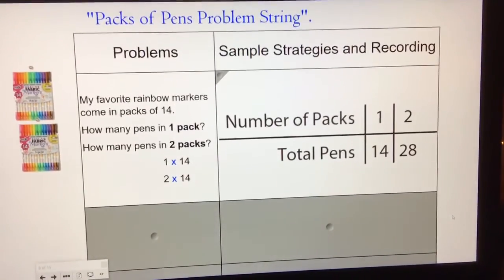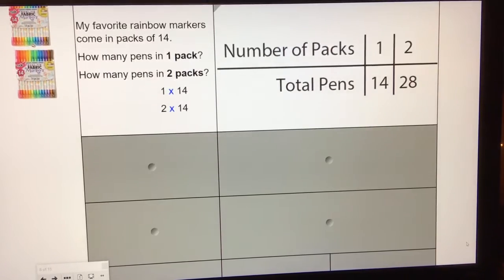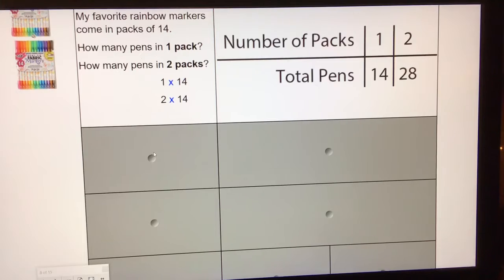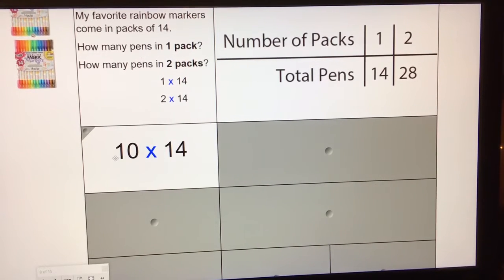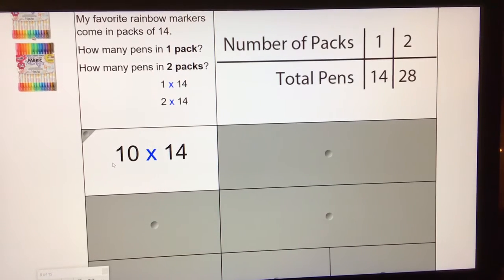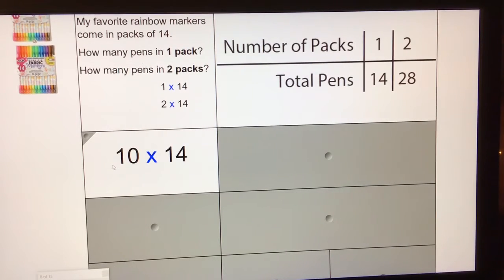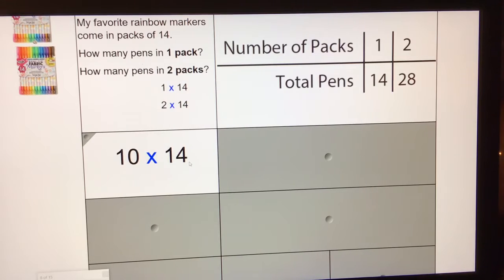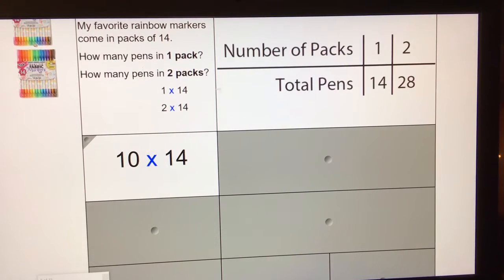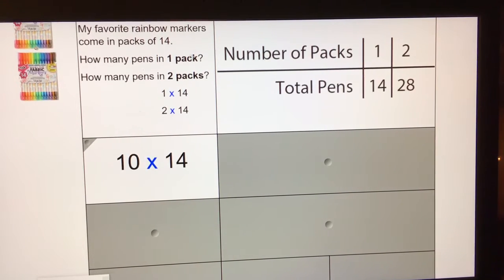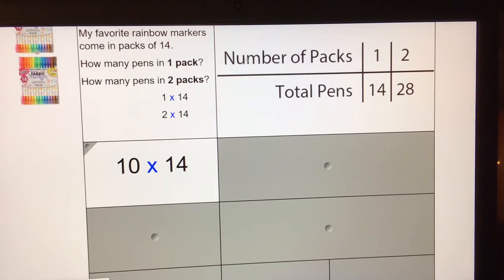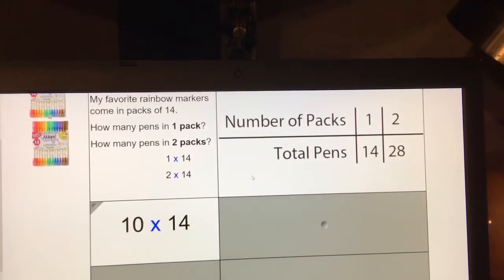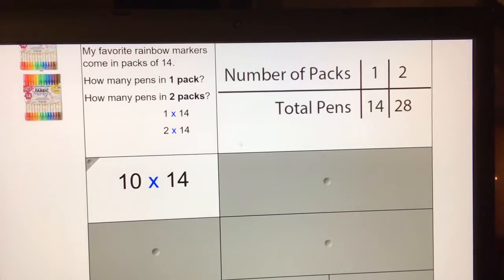Alright, so your next one, let's get this up here, is going to be 10 packs of 14. 10 times 14. Now you're going to want to use this chart up here, the number of packs and total pens, because this is a problem string and we're trying to use, again, a strategy here.